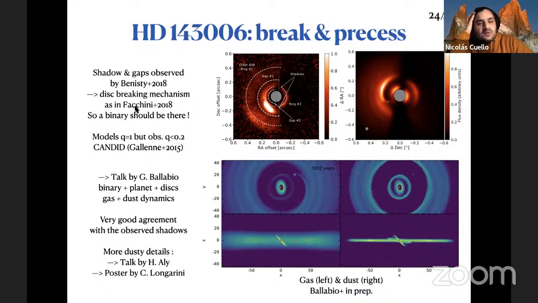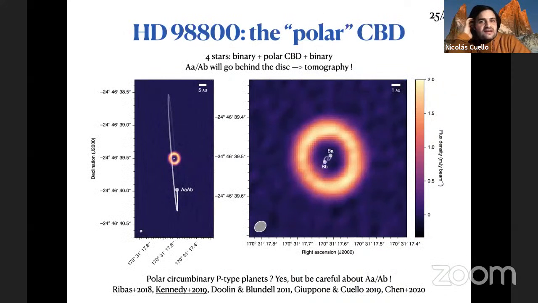And the problem is that these models were for q = 1, so an equal mass binary, but the observations put some constraint on the mass of the binary that should be there to generate this structure. So Giulia Benabbio went a step further and she put a binary there with a planet as well. And so here I'm showing the gas and the dust. And you can see that doing radiative transfer simulations, we recover a very good agreement. So if you're interested in dust in these systems, I invite you to see these talks by Ali and Longarini. Then we go to the polar circumbinary disk. It's a fascinating system. We have 4 stars.